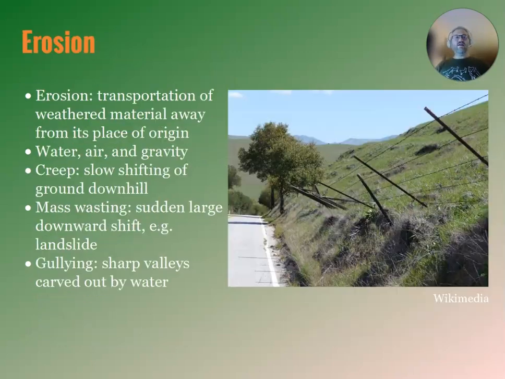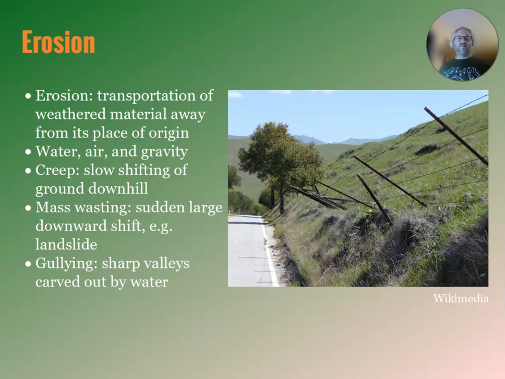Once weathering has occurred, then we can get erosion. So erosion is the transportation of weathered material away from its place of origin. So something breaks up, and then bits of it get moved somewhere else. And the moving stuff away is erosion. And erosion can be driven by water or air or just by gravity.